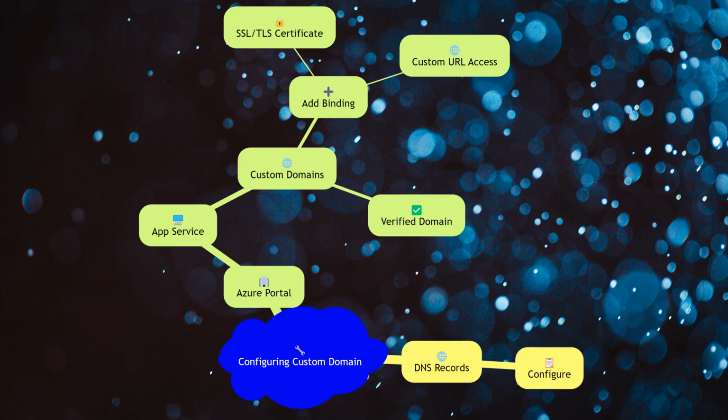Once the DNS records are configured, return to the Azure portal and navigate to your app service's Custom Domains section. Select your verified custom domain and click Add Binding. Choose the appropriate SSL/TLS certificate if you have one. This binds the custom domain to your app service, making it accessible via the custom URL.